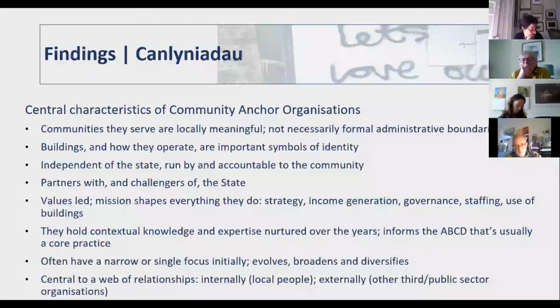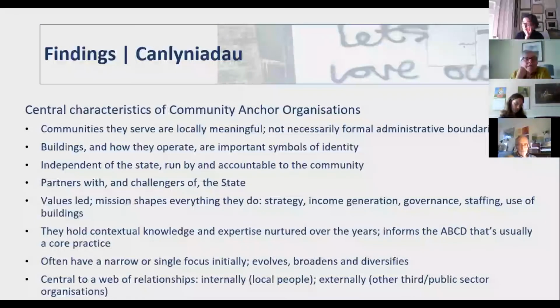Their values and mission shape pretty much everything they do, from their strategy, how they generate income, governance, board development, volunteering, the volunteerism, all of those sorts of things, building operation as well. They're values-led. They do it because they want to and because they're motivated to do it, not because they have some sort of statutory responsibility to dispense what they do.